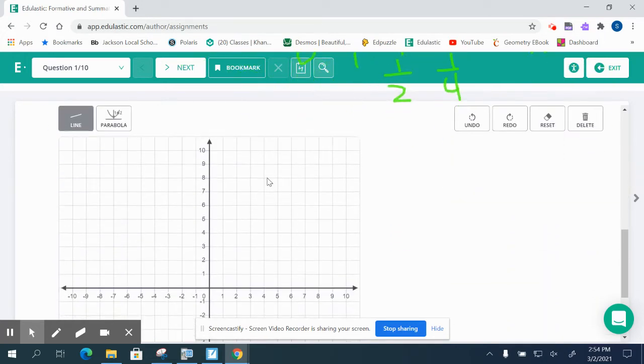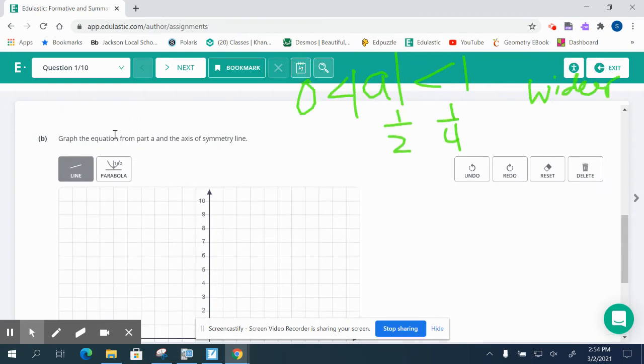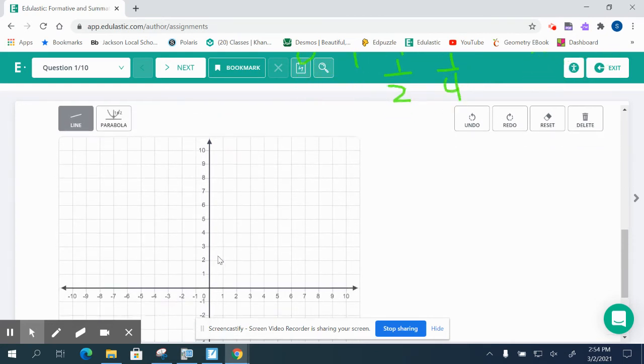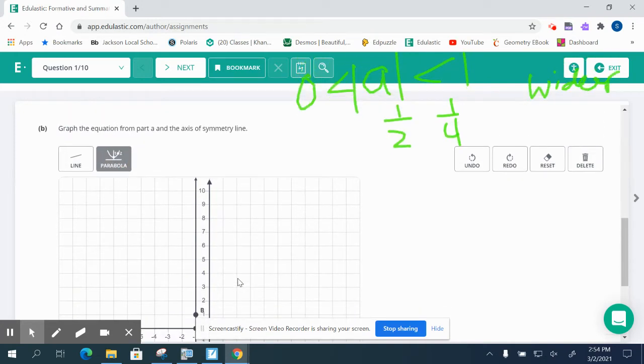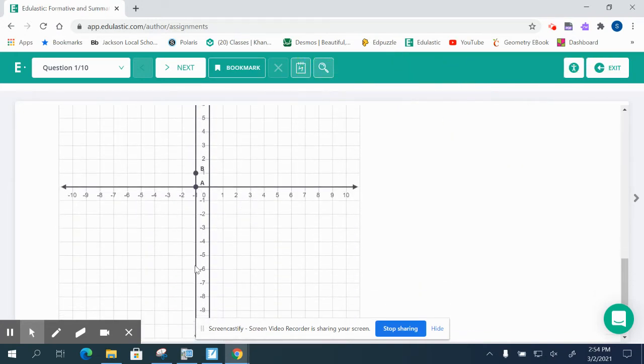So now it's time to graph. First of all, we plot the axis of symmetry, which is at negative 1. So x equals negative 1 is your equation for the axis of symmetry, so here and there. And then to graph the parabola, you plot the vertex, which is at negative 1, negative 7. Sorry, I meant to drag this point over here. And then you plot the y-intercept if you can. So that would be at 0, negative 4.